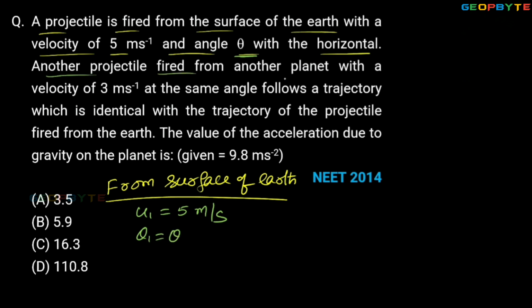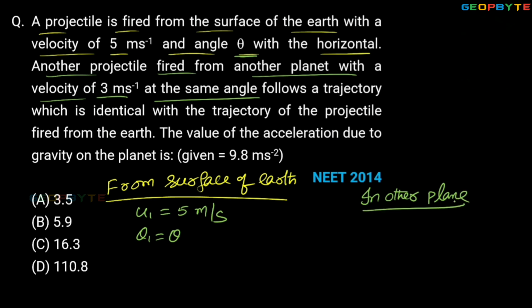Another projectile is fired from another planet with a velocity of 3 meter per second and at the same angle in the other planet. Another projectile is projected with a velocity u2 equal to 3 meter per second. Theta 2 equal to theta. Theta 1 equal to theta 2 equal to theta.